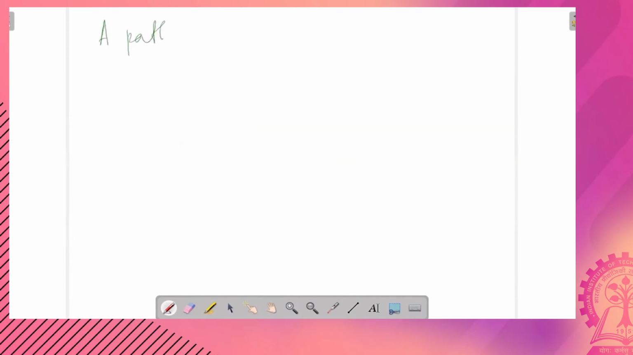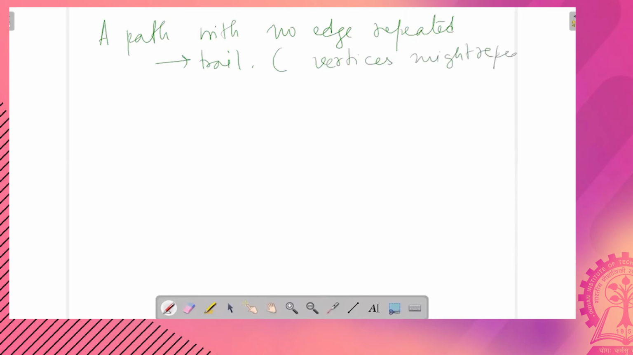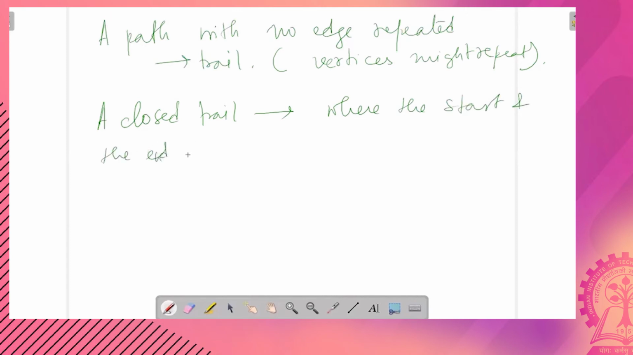Similarly, a path with no edge repeated is called a trail. However, in a trail, vertices might repeat. Okay, in a trail, edges do not repeat, but vertices might repeat. So a closed trail is one where the start and the end vertices are the same.